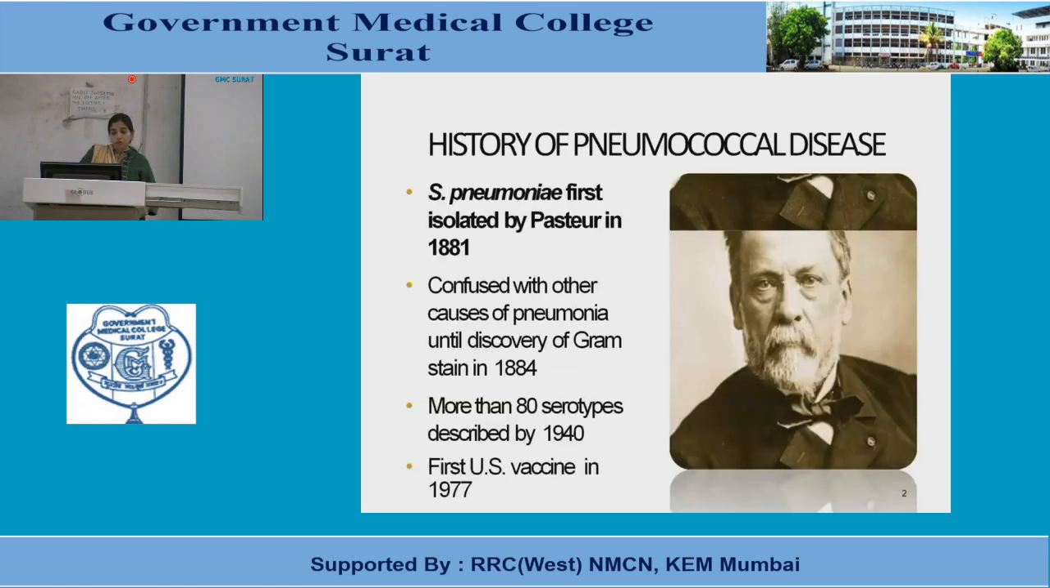First, we discuss the history of pneumococcal disease. It is caused by Streptococcus pneumoniae, which was first isolated by Pasteur in 1881. At that time it was confused with other causes of pneumonia until the discovery of the Gram stain in 1884. More than 80 serotypes were described in 1940, and the first vaccine in the US came in 1977.